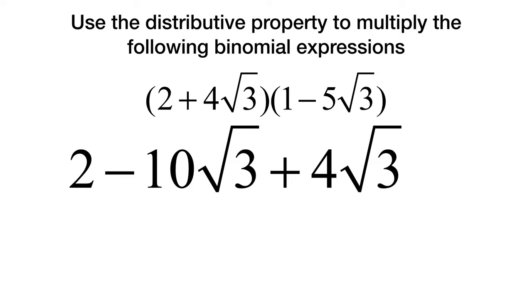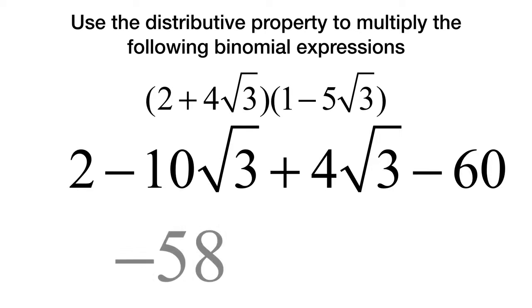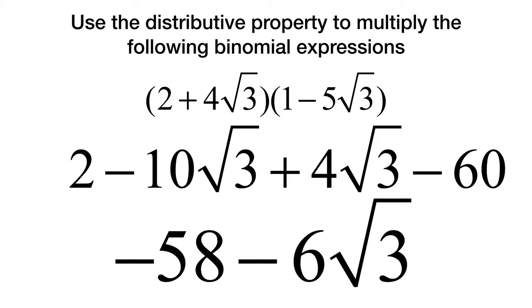And then let's get with our last part. So for our last part, what we're going to do is multiply 4 square roots of 3 times negative 5 square roots of 3. So the first thing we do is 4 times negative 5 is negative 20. But the square root of 3 times itself is 3. So that becomes minus 60. So 2 minus 60, negative 58. Negative 10 square roots of 3 plus 4 square roots of 3 minus 6 square roots of 3.